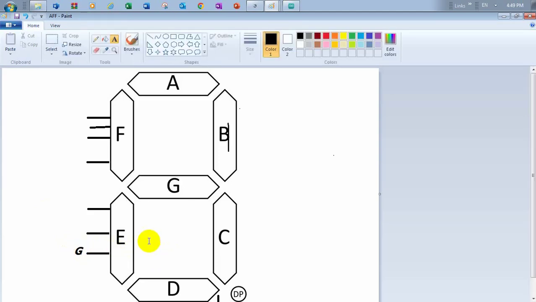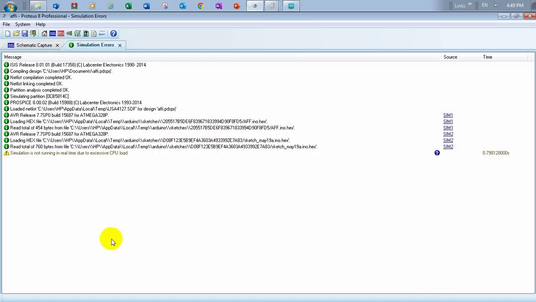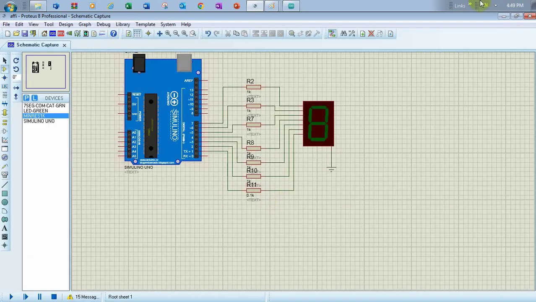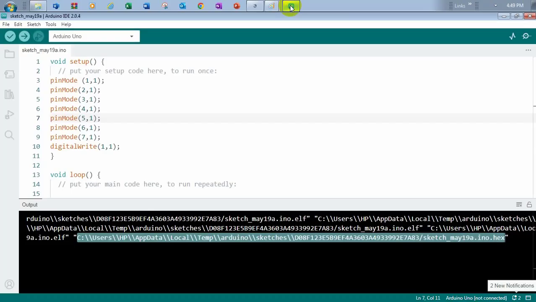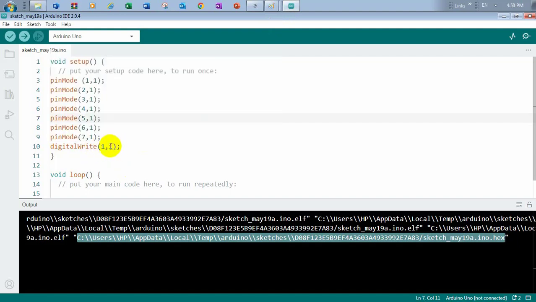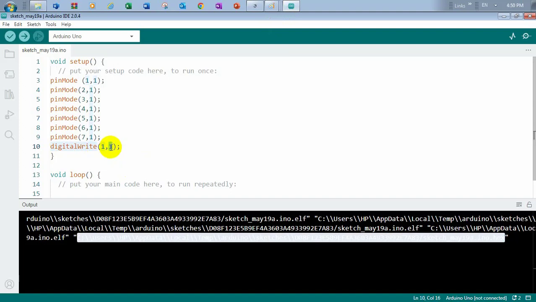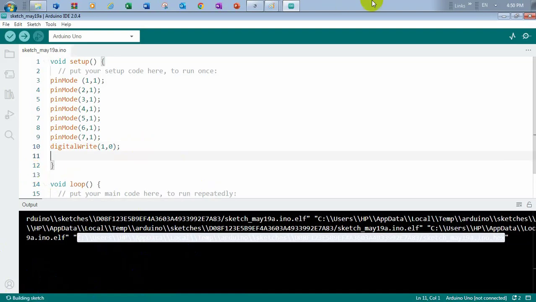Okay, we stop it, and we still write here digital write for pin number 1 to be high, or 0, that means low, 0 volt, and write under instruction another instruction, digital write.